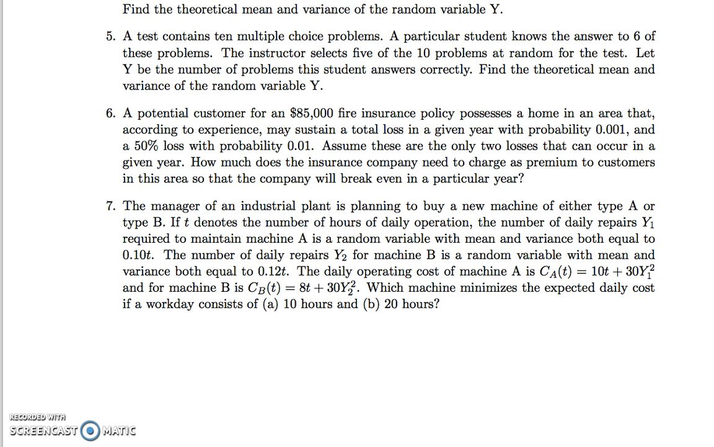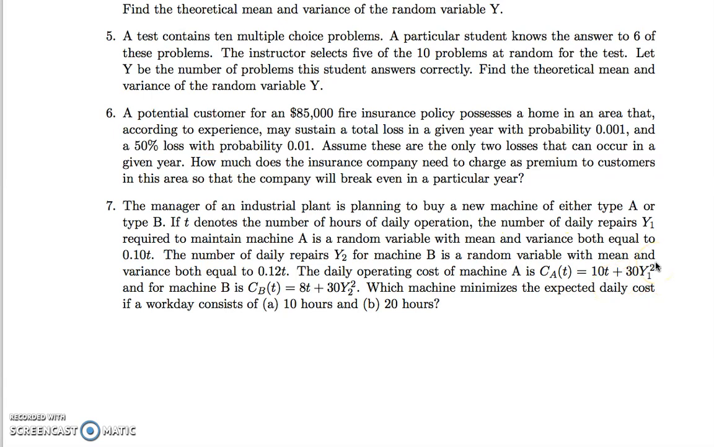What I want you to notice is that in both cases, the operating cost for A and the operating cost for B, the costs are dependent upon the square of the variable. So, 30y1 squared, 30y2 squared. So when we're asked to minimize the expected daily cost, what we want to find is the expected value of each of the two variables y1 and y2 squared.